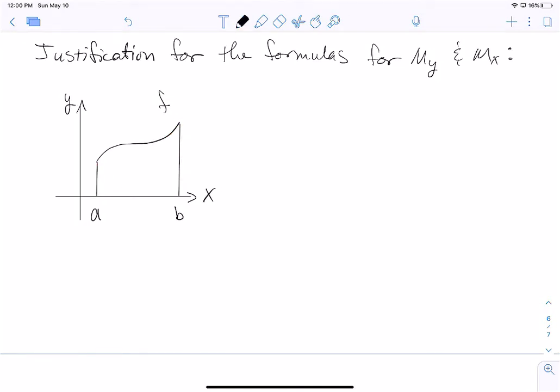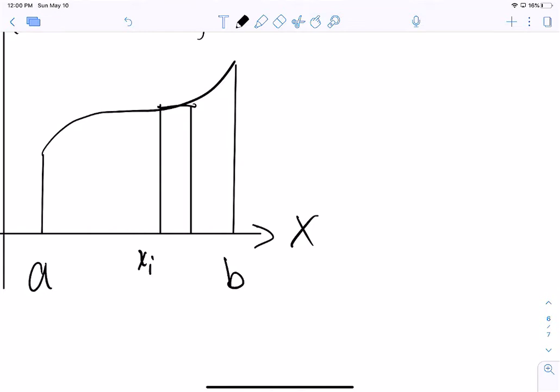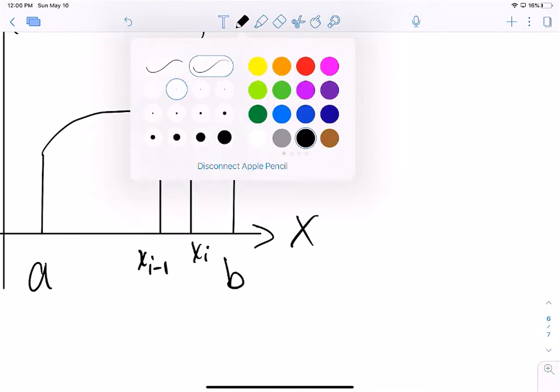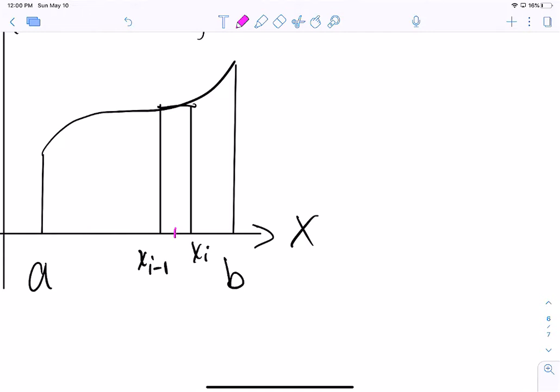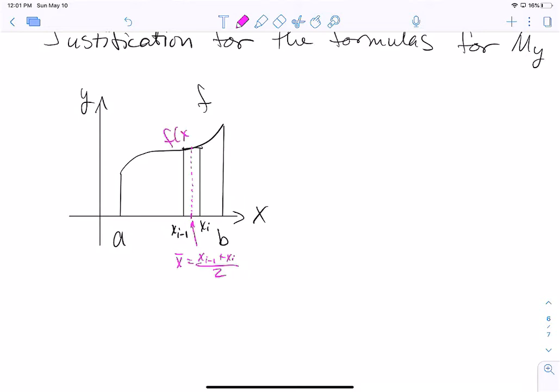And as we've seen so many times before, we're going to consider an incremental rectangle. We're going to consider a subinterval on the x-axis from x sub i minus 1 to x sub i. Within that subinterval, we're going to consider the midpoint. We'll call it x sub i bar, and it is x sub i minus 1 plus x sub i, over 2. Associated with that value is a height, and that height is going to be f of x sub i bar.